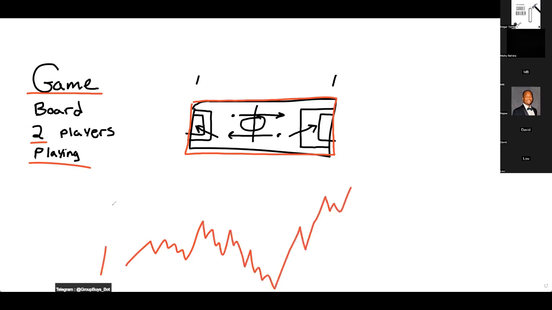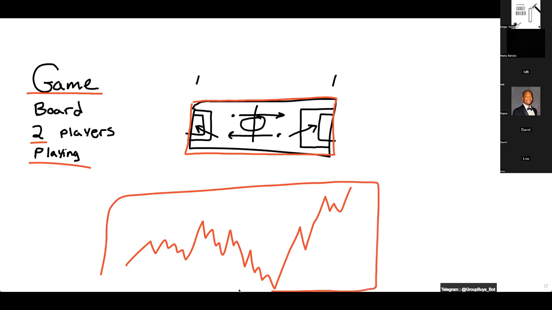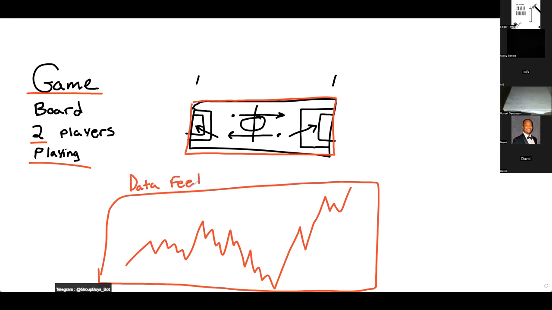What is all of this? The activity between two players. That's it. It's trading activity. So this is what's called a data feed, and it feeds you data. What kind of data? Data on this.